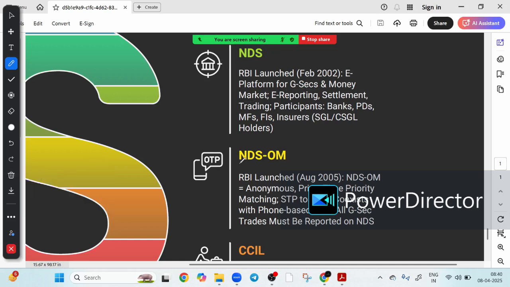What is NDS OM? Negotiated Dealing System Order Matching. NDS was upgraded in 2005 with NDS OM, the order matching system. Unlike negotiated trade, this is an anonymous screen-based trading system. You can think of it like a stock exchange for government security, right?